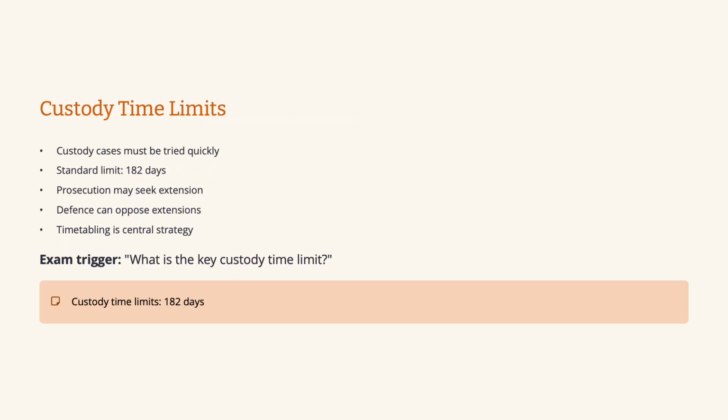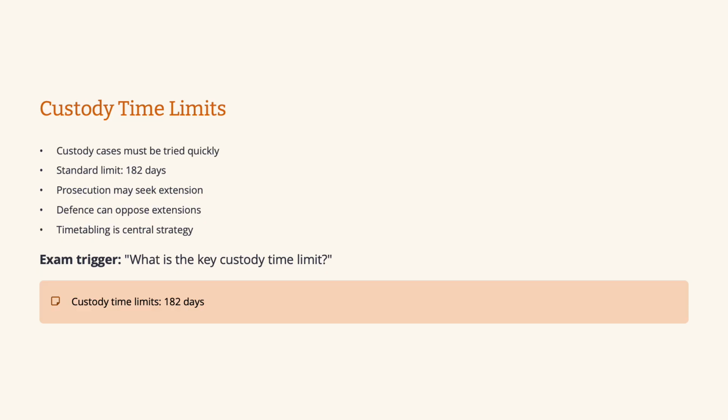So let's talk about custody time limits. Those are tested quite often. For a defendant remanded in custody, custody time limits impose strict deadlines on when trial must commence because it is a matter of liberty. The standard time is 182 days from when the defendant was sent to the Crown Court.